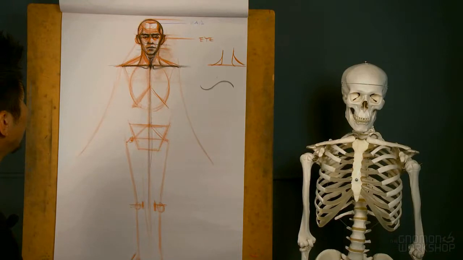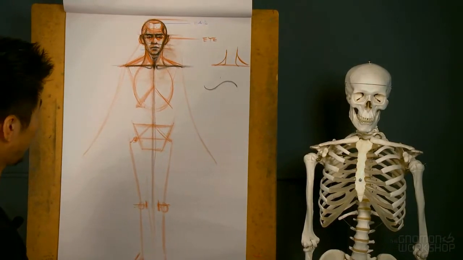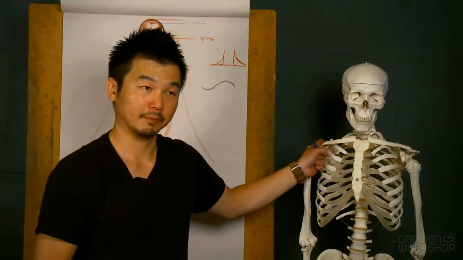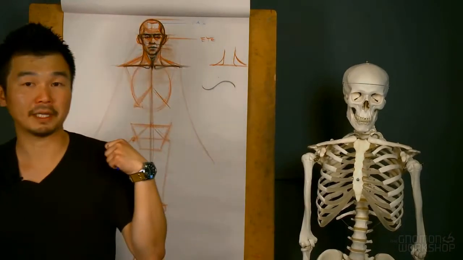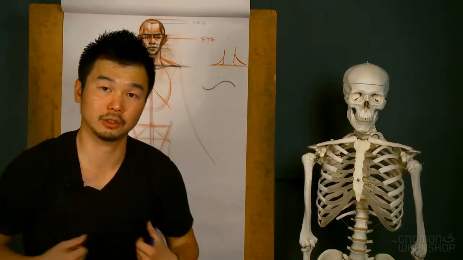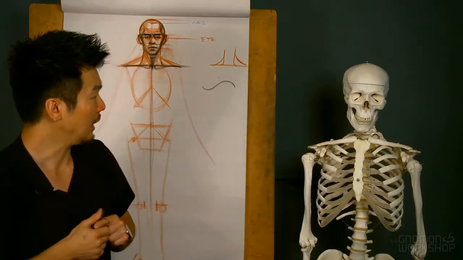The next thing we need to find is our shoulder width, okay? And shoulder width is tricky to find because the shoulder is the only part on the body working independently. That's why we can have all this ability, all this movement.